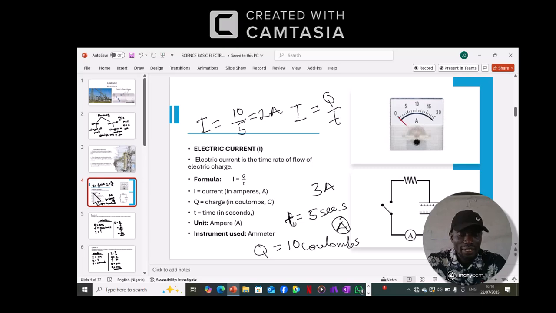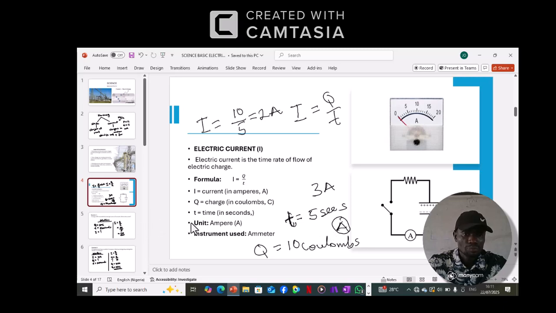Then the unit we use to measure current in any circuit is the ampere. And I already told you that this symbol you are seeing here is the symbol of the ammeter. Here you see the meter, and you see capital letter A here, it means ammeter. So we use this in the laboratory to measure the quantity of electricity in a circuit. When you see a circle and capital letter A, it's the symbol for an ammeter.